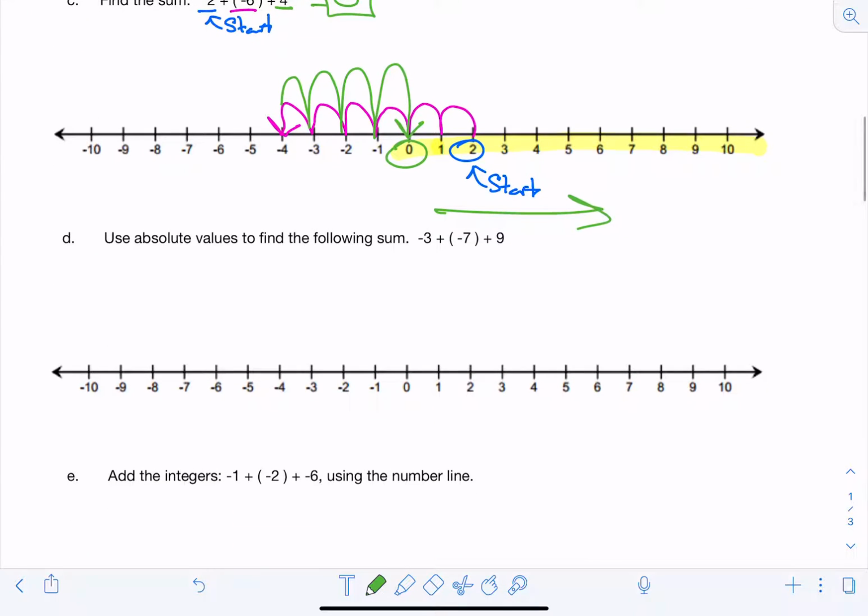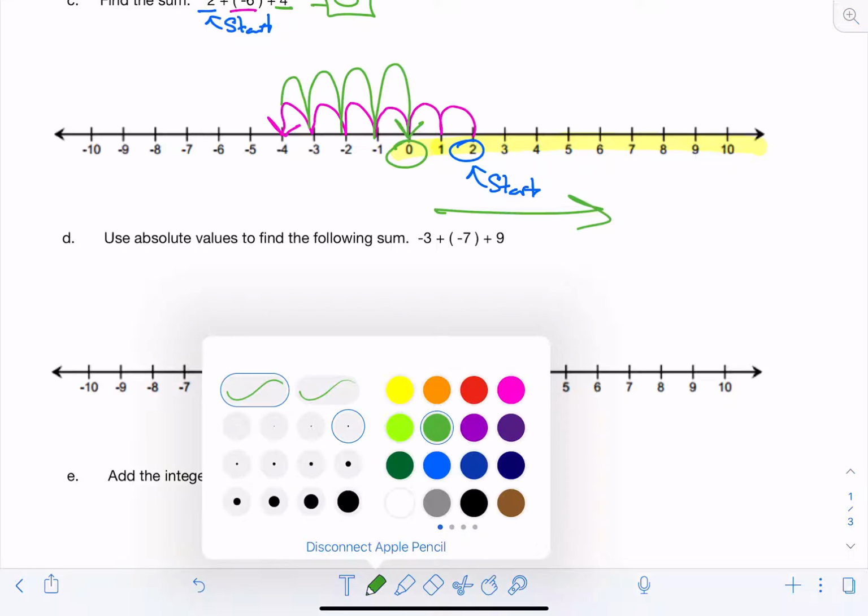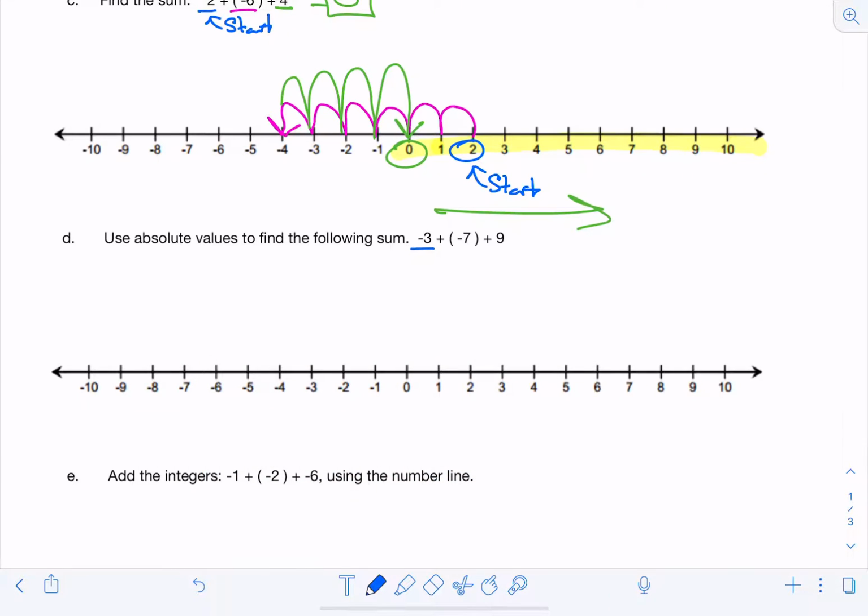Use absolute values to find the following sums. So we're still doing the same thing. Once again, they're just posing the question in a different way. So let's go ahead. We have our starting point of negative 3. So we're going to start at negative 3. Our second number is a negative 7. So we're going to go to the left, negative 7. So 1, 2, 3, 4, 5, 6, 7.